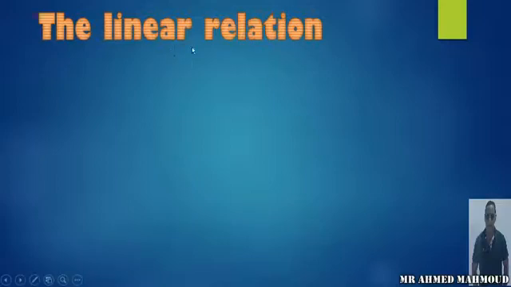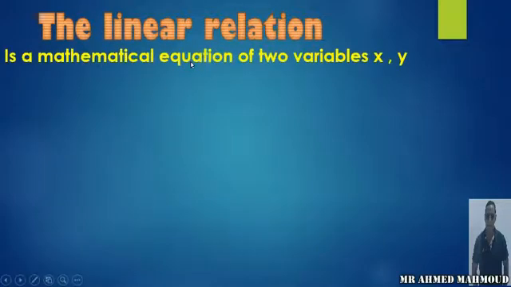But in mathematics we form this relation as an equation. Then we can express this relation as an equation like this. We can call it a mathematical equation of two variables x and y. The two objects or the two things that change together, related to each other, are called x and y. But here we have linear relation.